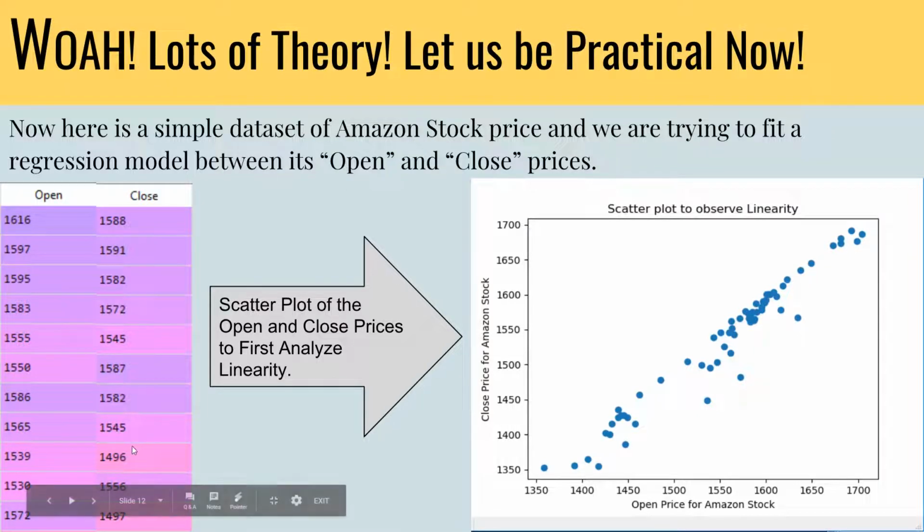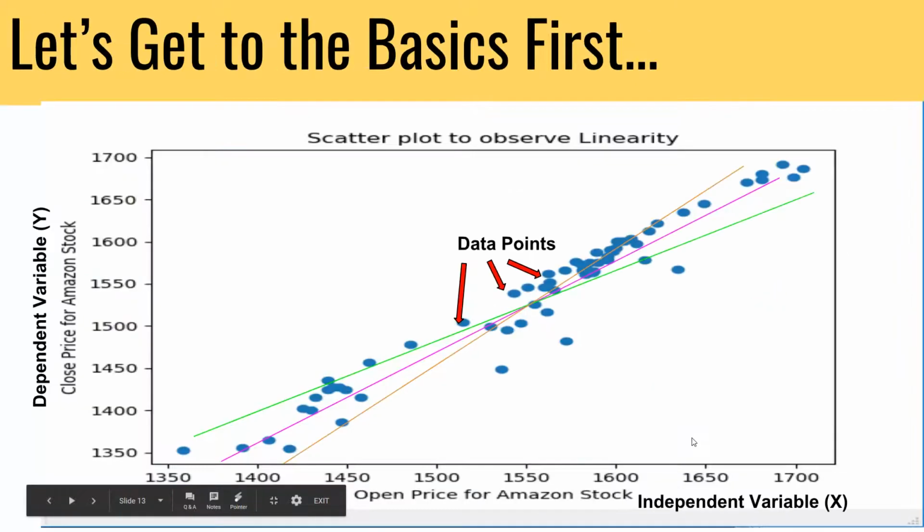Then again there is a decrease, increase, decrease, and so it goes on. So looking at the data, you cannot just understand if it's linear or not. So what do we do? We create a scatter plot of the open and close prices, and we analyze linearity. We've kept the open price for the Amazon stock on the x-axis and the close price of the Amazon stock on the y-axis, and plotting our data points, we can clearly see that it is a linear data set. The close price of Amazon is moving relatively in a particular fashion with respect to the open price of Amazon stock. So we've done our first step. We've observed linearity. What next?